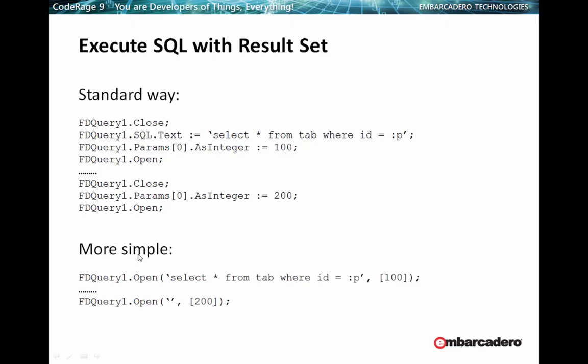With FireDAC you can do that more simply. TFDQuery has several overloaded Open methods, and the first method accepts a SQL query as the first parameter, and then accepts an open array of parameter values. So instead of these 4 lines, we may have just a single line. When we need to re-execute and reopen the query for different parameter values, then just call the Open method and specify our parameter values. Yeah, simpler.